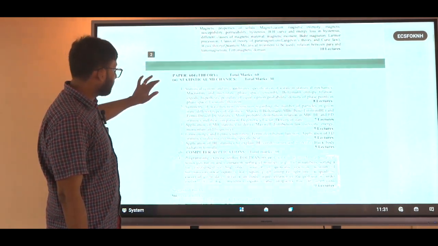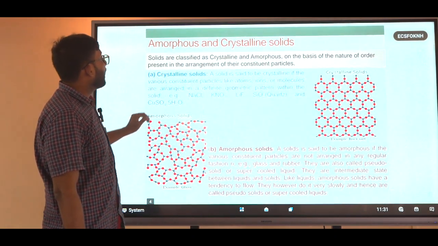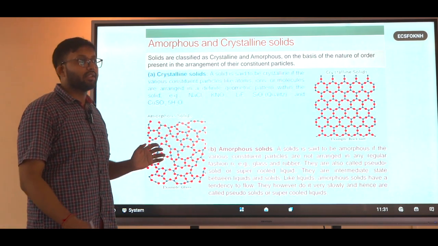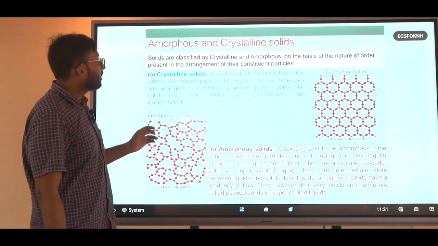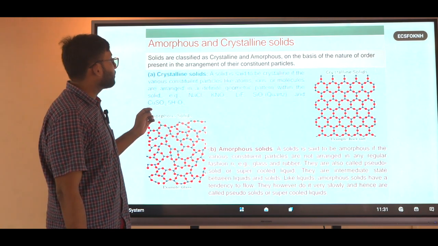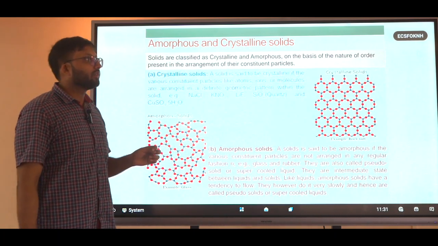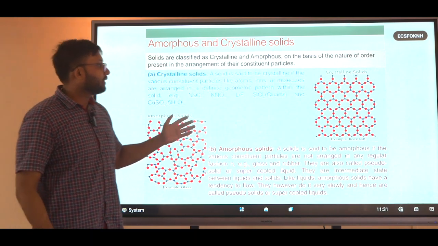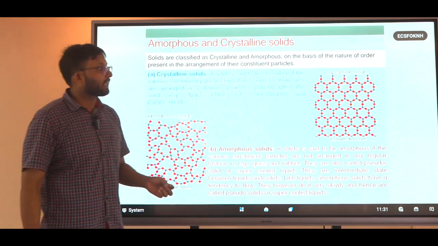So coming to the next slides, we have amorphous and crystalline solids. Solids can be classified into amorphous and crystalline solids. So what is a crystalline solid? A solid is said to be crystalline if the various constituent particles like atoms, ions and molecules are arranged in a definite pattern, just as we can see in the diagram. We can say those solids are crystalline.